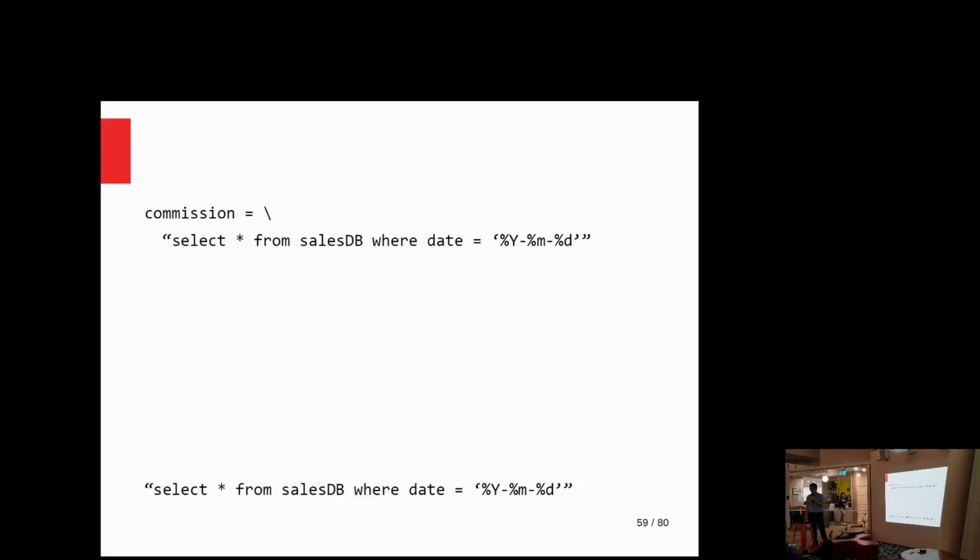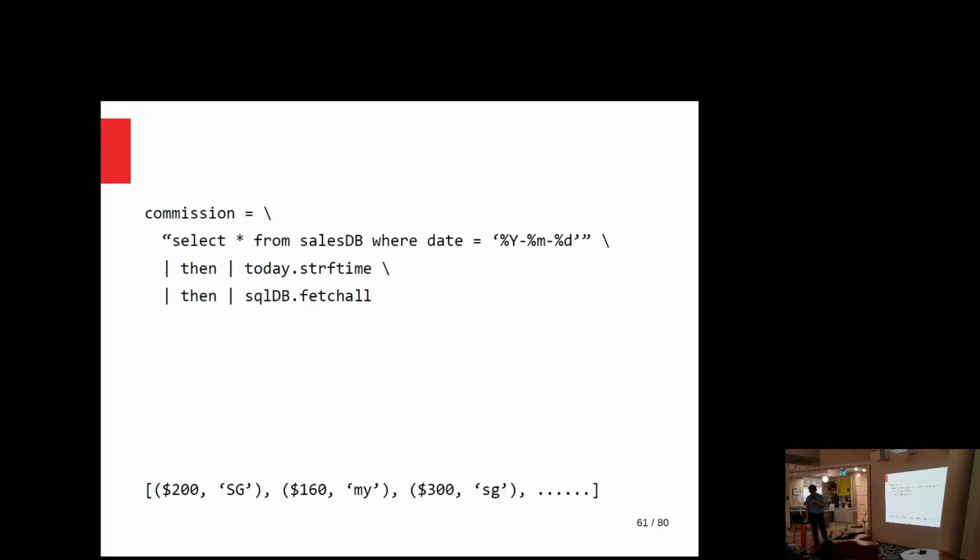I start off with a SQL query over here. And I format this YYMMDD with today's date. So this is what I have at the bottom. I format the date into that SQL query. And then I run this SQL query on a database to produce some results. Then I get a list of results.